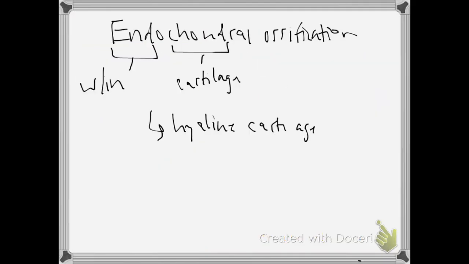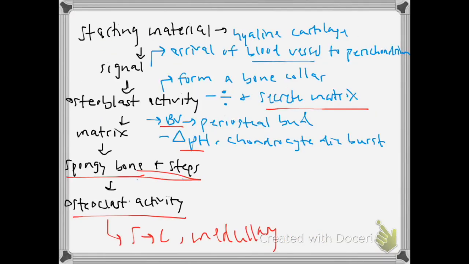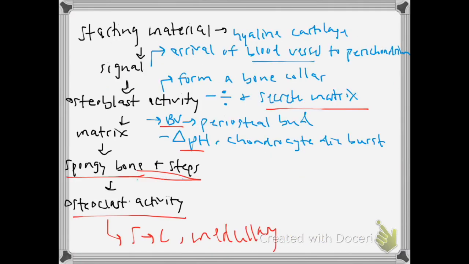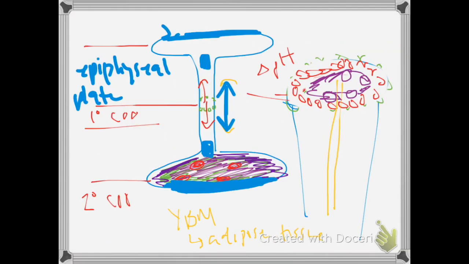Let's go through this picture one more time with these words. Starting material: this hyaline cartilage template, this blue template that we talked about. We have a signal. Nothing in the body happens without a signal. We get the arrival of the blood vessels to the perichondrium in the diaphyseal portion of this long bone. This is the primary center of ossification. That signal, this arrival of blood vessels, is going to cause the accumulation of osteoblasts in this ring called a bone collar. They're going to divide inwards and secrete matrix. They're going to do what they do, which leads to the production of spongy bone.